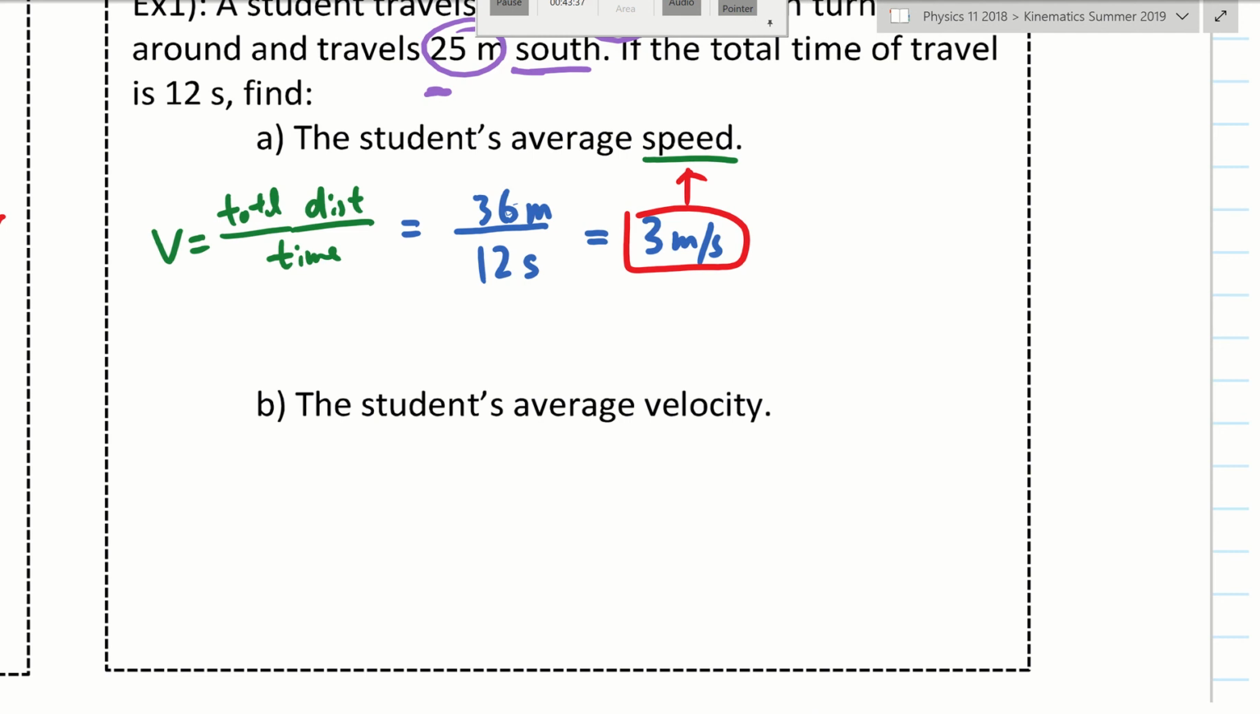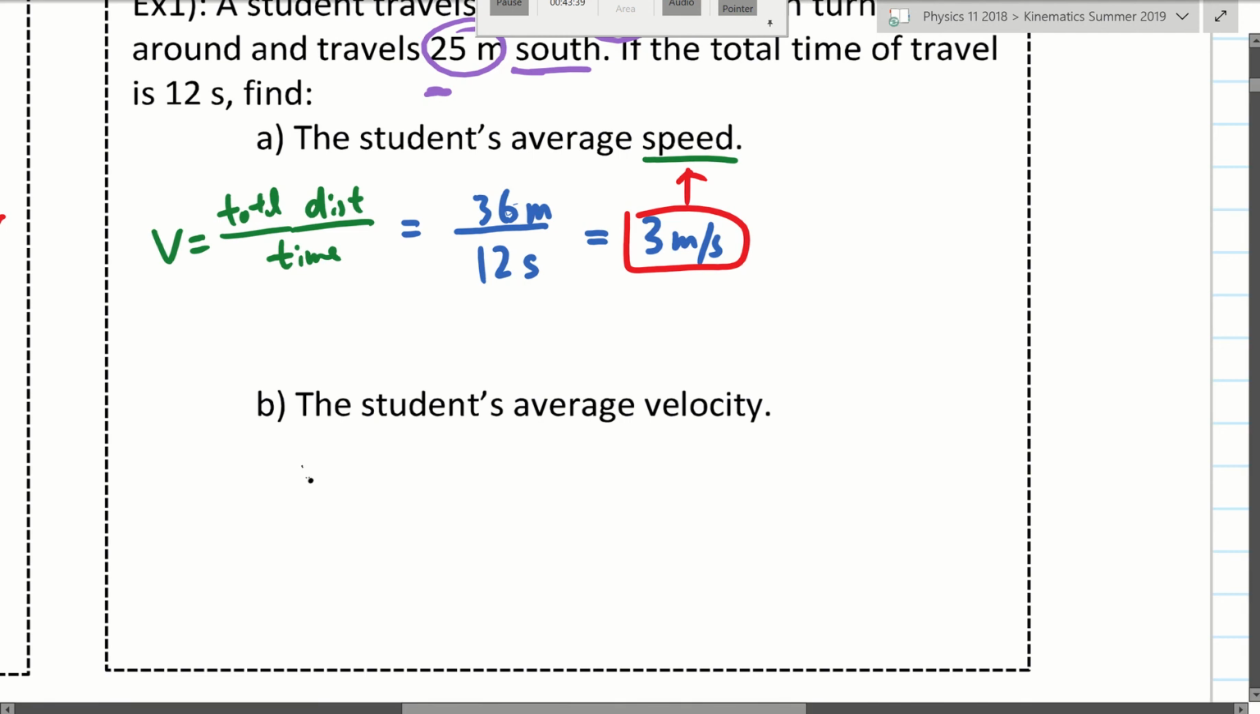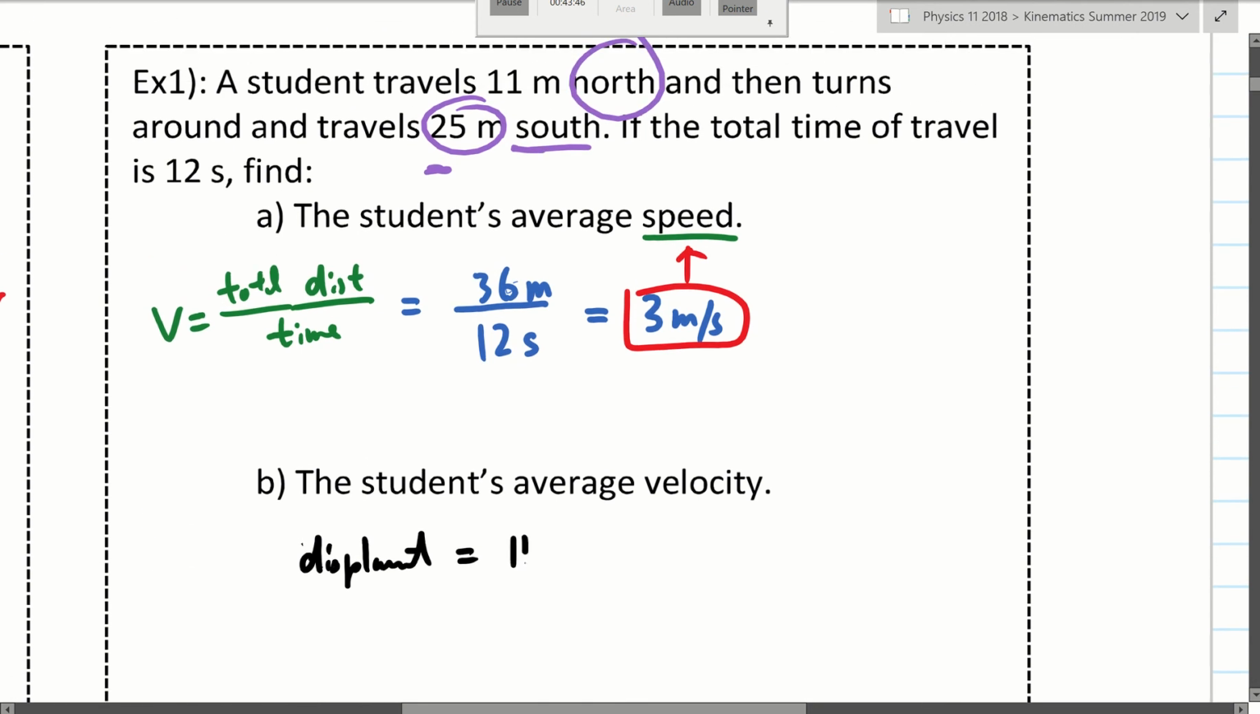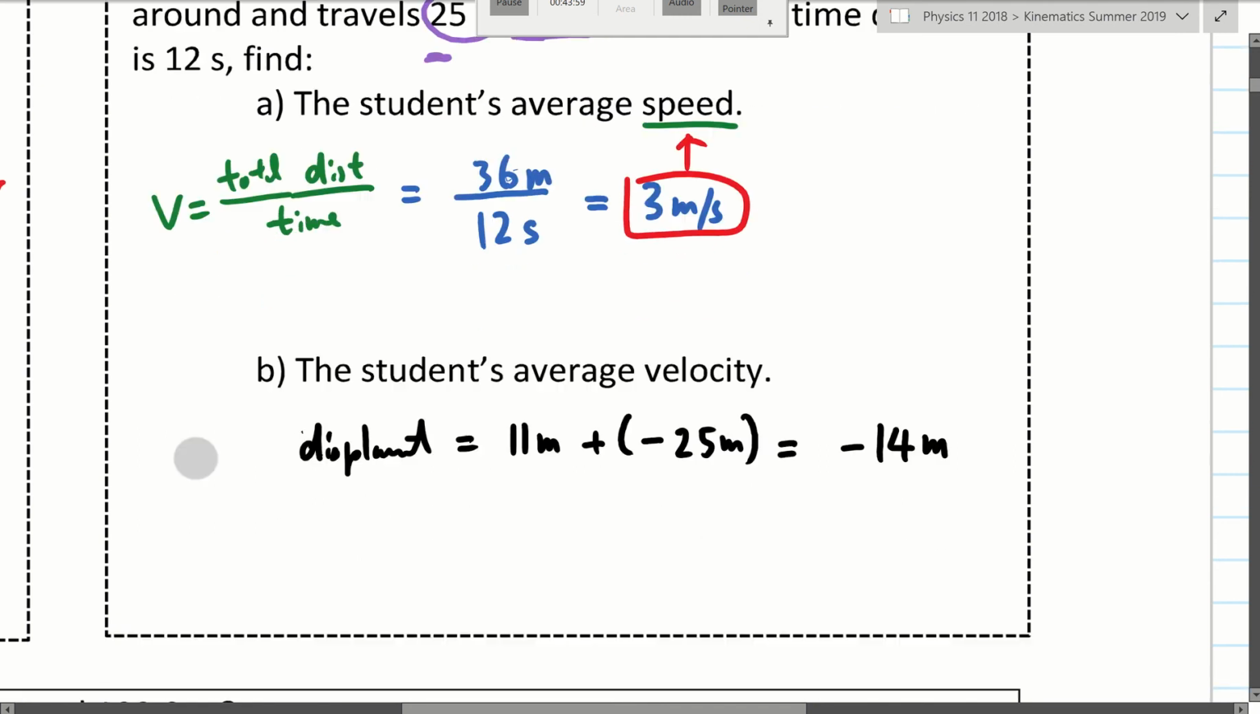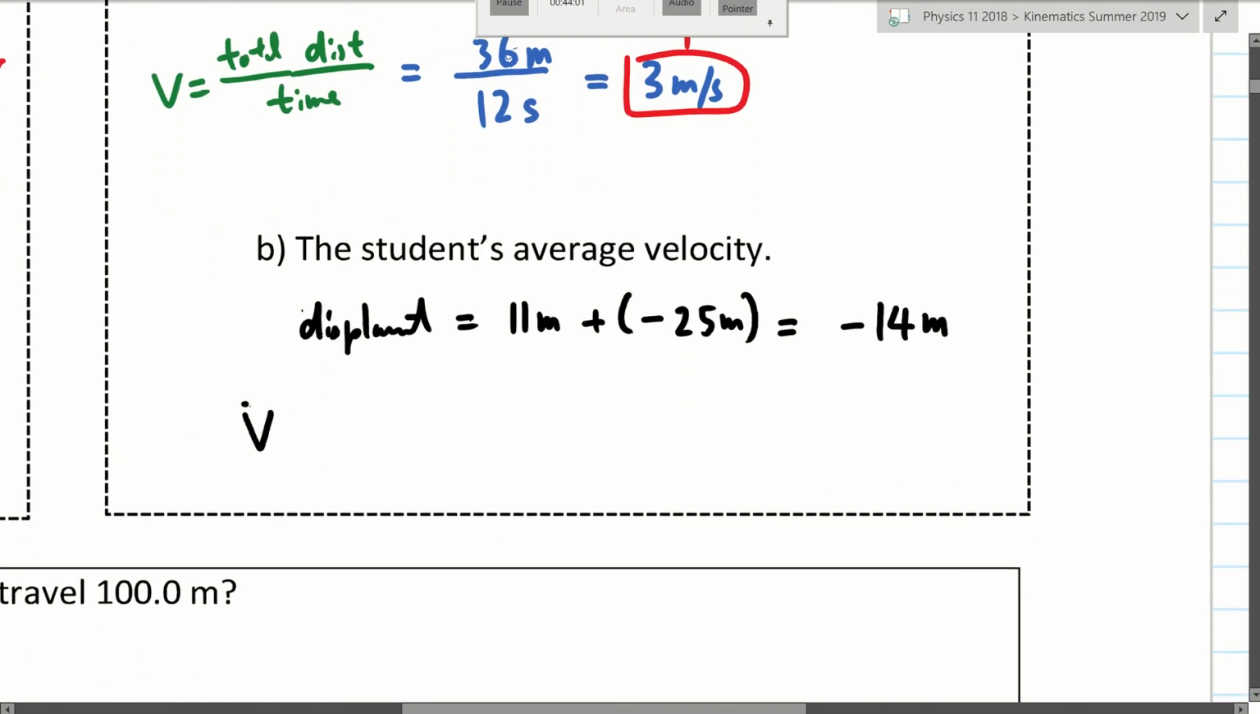Now, average velocity is supposed to be displacement over time. So the displacement has to care about direction. So therefore, the 11 meters should be positive, and the 25 meters that I'm adding is a negative 25 meters because it's going to the south. So therefore, it becomes 11 meters minus 25 meters, which is negative 14 meters. So that's your displacement then.